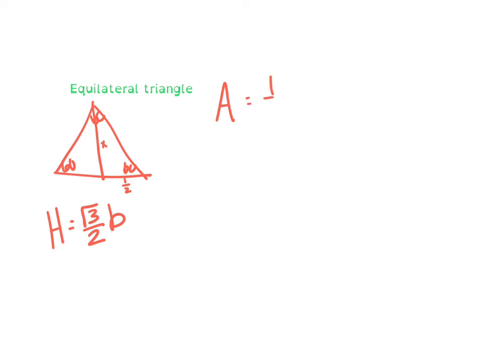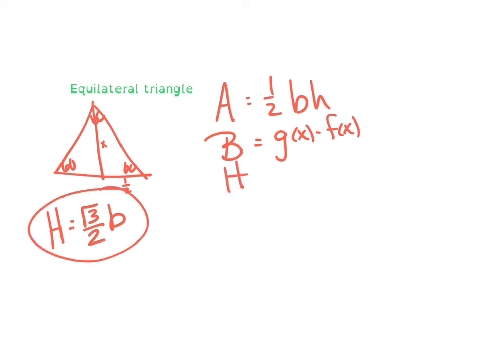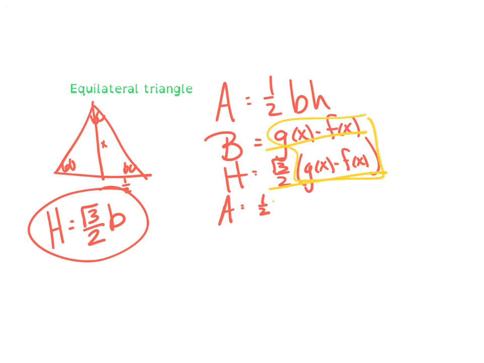So again, that area formula for that triangle is 1/2 base times height. The base is my upper minus lower, which we said was g of x minus f of x. The height, I'm going to use this ratio, so I'm going to say it's radical 3 over 2 times whatever I wrote for base, so g of x minus f of x. The area then is 1/2 whatever I wrote for base times whatever I wrote for height. So notice how I have two of these. So I'm going to say it's 1/2 times radical 3 over 2 times g of x minus f of x squared. And I can multiply that to get radical 3 over 4.